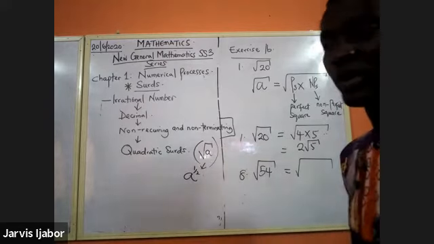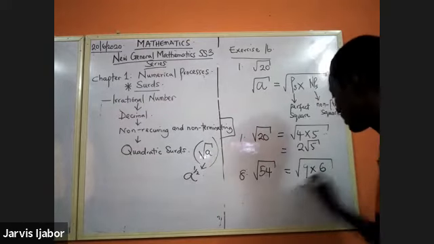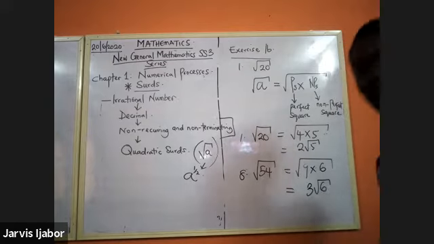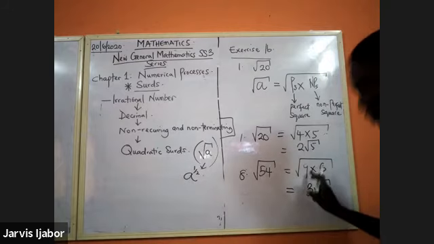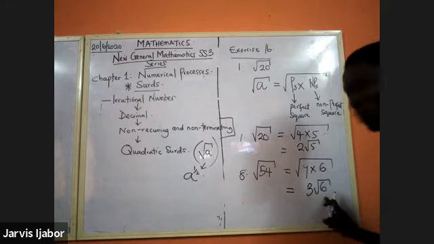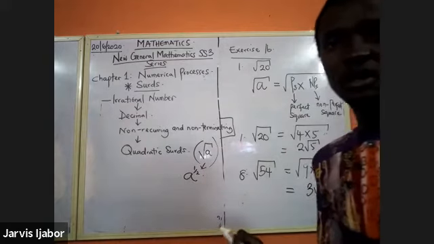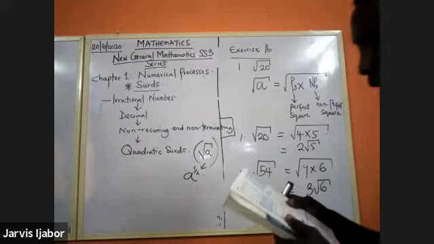If you want to use your calculator, you can just punch it in and check. It will give you 9 times, and the remainder is 6. So I know that this will now be 3√6. Perfect square, non-perfect square. So the answer becomes 3√6. Is that understood? Good, good. So let's try one by yourself now.